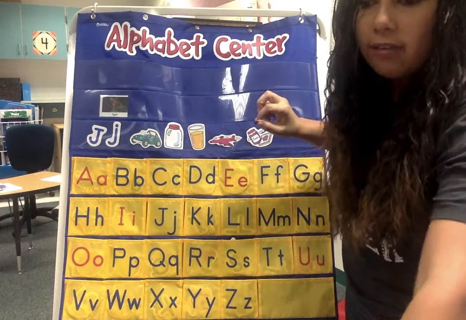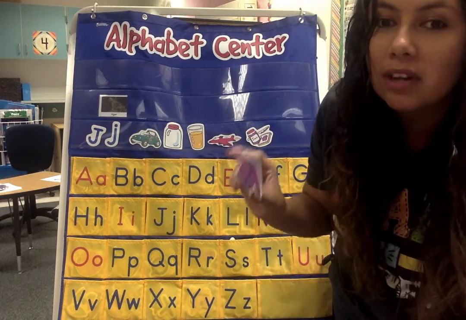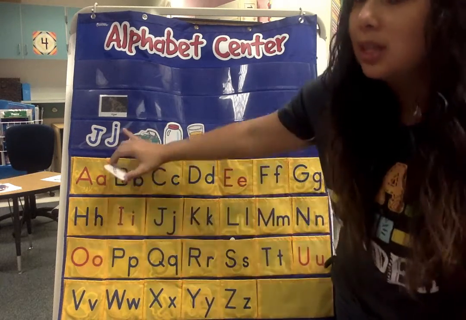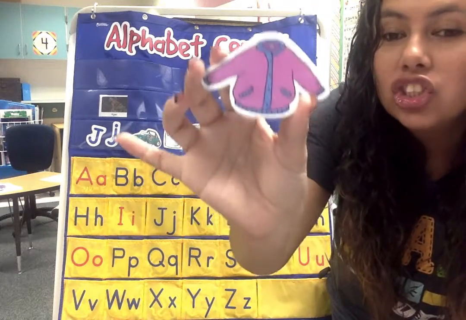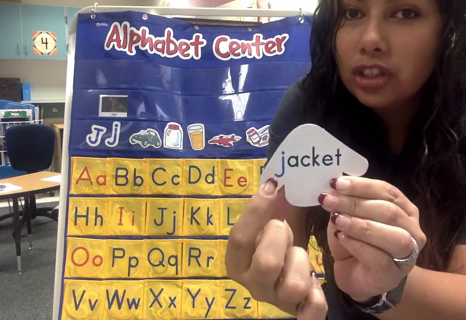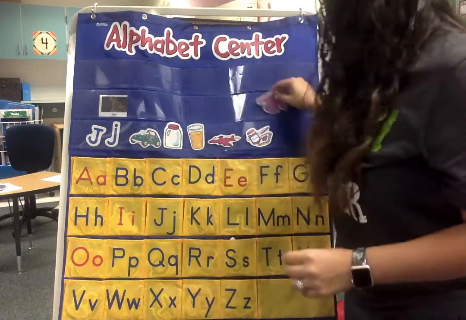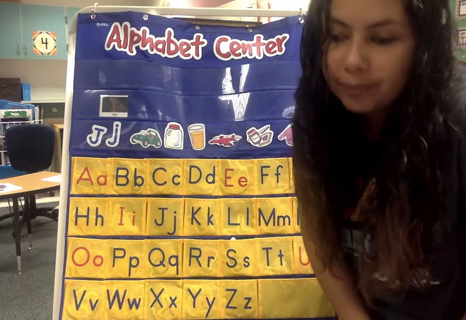Okay, so I'm going to put it right here. And then we have one more. This one's not a CVC word, so I won't break it down because it's very long. But it does start with the letter J. Jacket. Say jacket. J-a-ket. Jacket.